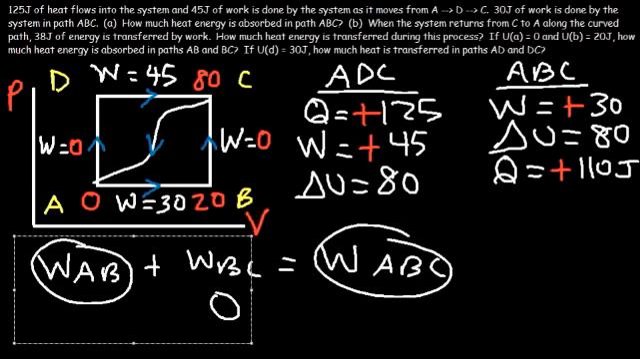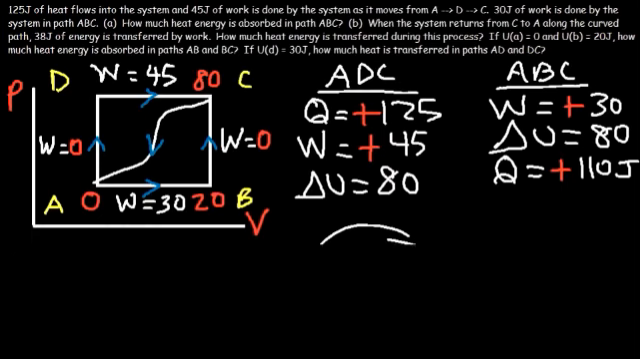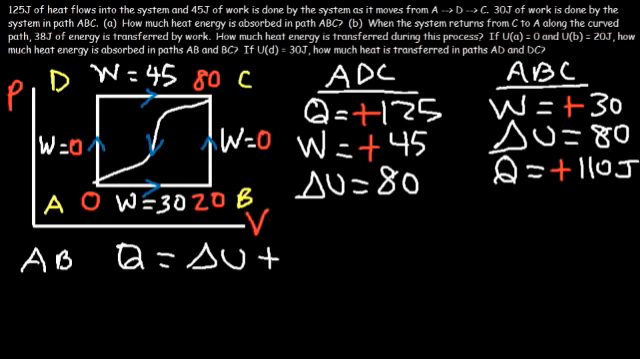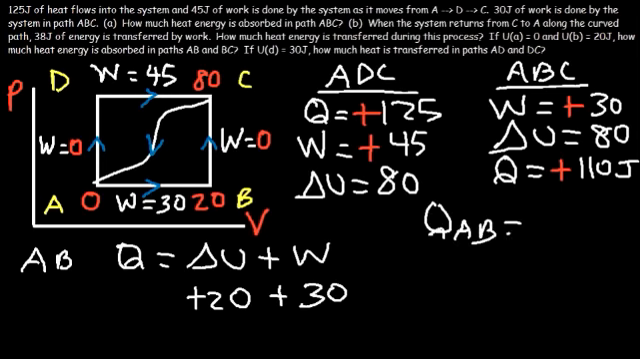So now that we have these values, we can calculate Q. Focusing on path AB, Q is equal to delta U plus W. Delta U is the difference between these two values. UA is 0, UB is 20, so the change going from A to B is positive 20. Going from B to A must be negative 20. And W is 30. So that means Q AB is equal to positive 50 joules.